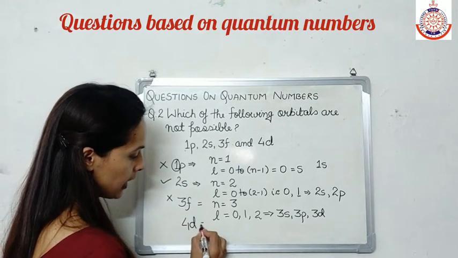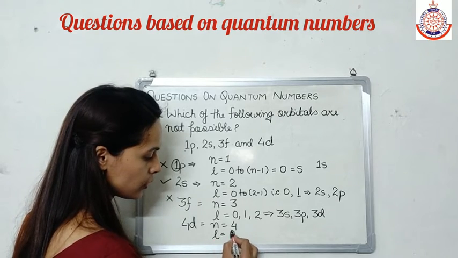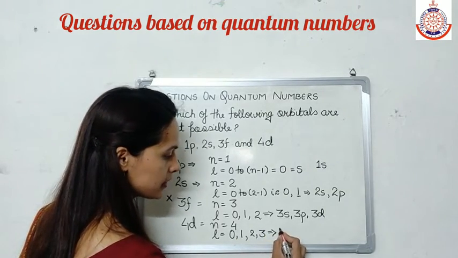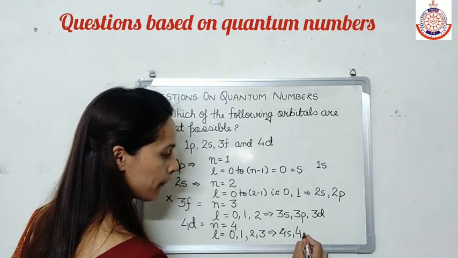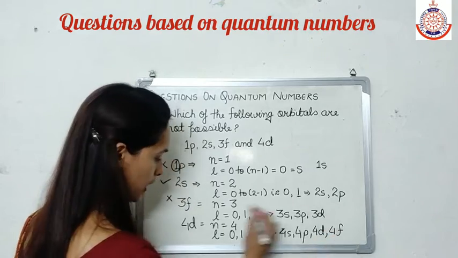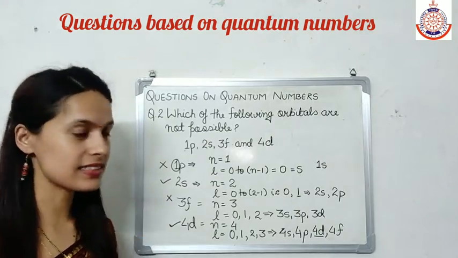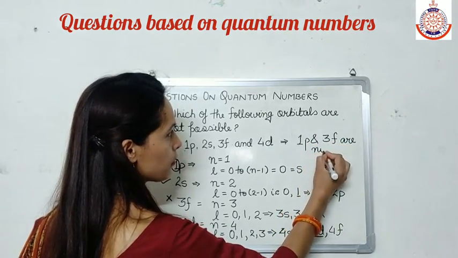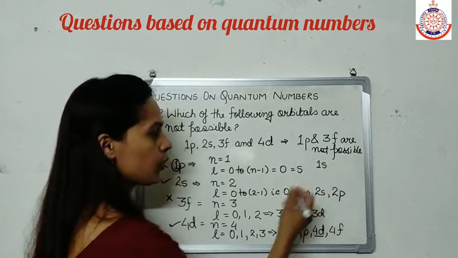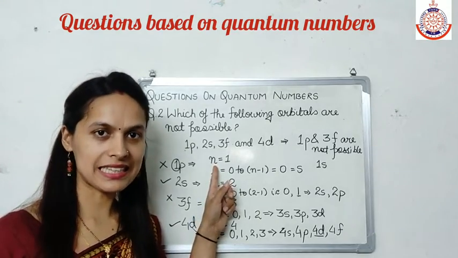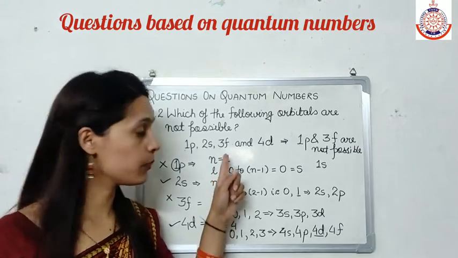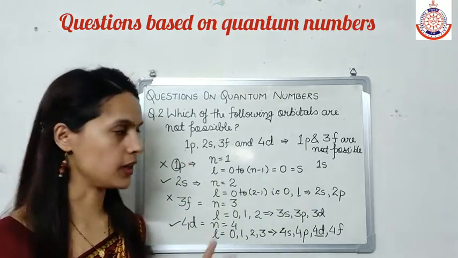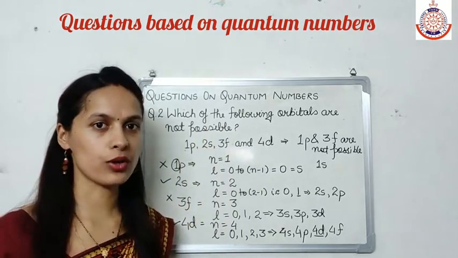If I talk about 4d, here n equals 4. So l equals 0, 1, 2 and 3. So the possible orbitals are 4s, 4p, 4d and 4f. It means 4d is possible. So our answer is 1p and 3f are not possible. So with the help of the principal quantum number, we can easily calculate the azimuthal quantum number, and with the help of these two numbers, we can easily predict whether the given orbital is possible or not possible. So this is the second type of question based on quantum numbers.